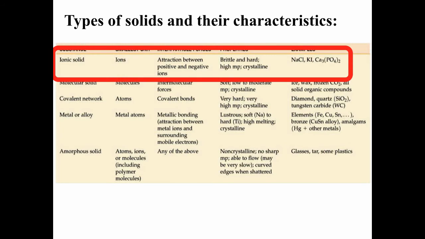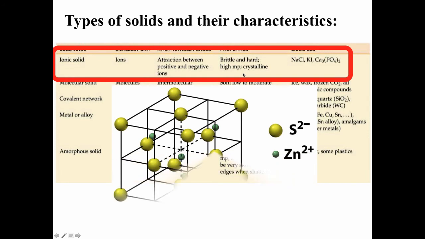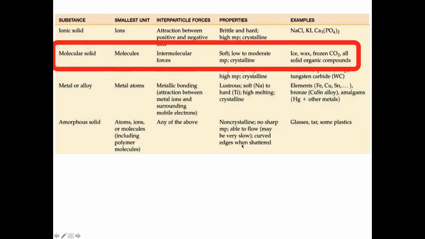Now, the last thing to do is a little bit of discussion, just a summary of some types of solids and their characteristics. Ionic solids we've dealt with a lot before. They're positive and negative ions stuck together. They are brittle and hard. They have high melting points, and they're crystalline. For example, zinc sulfide, a regular array of positive and negative ions, is an example.